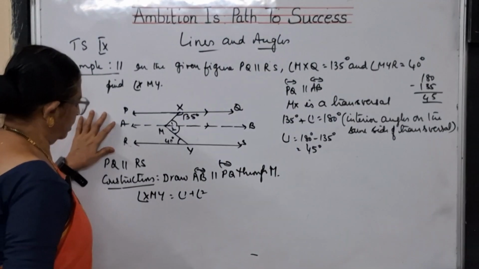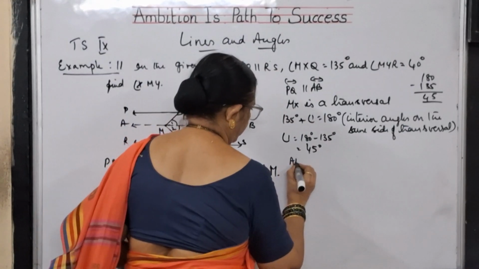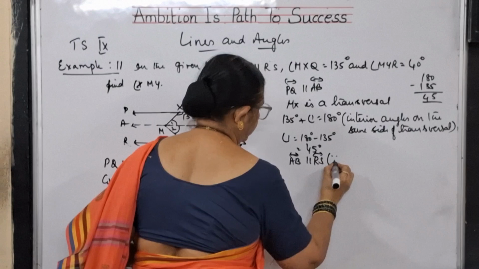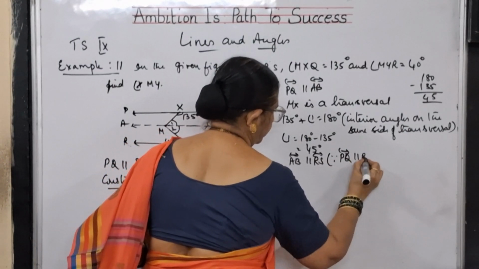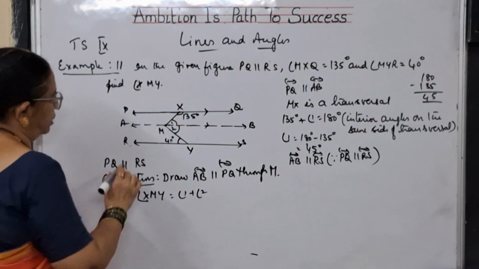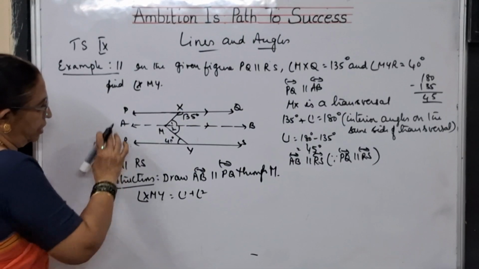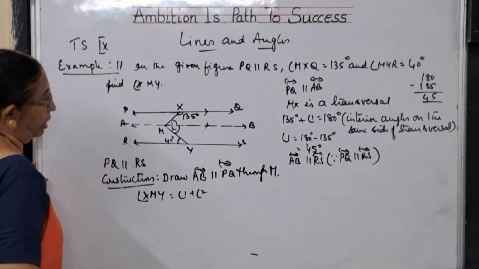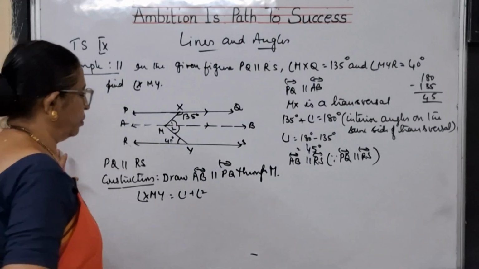Now let us say that AB is parallel to RS. Why is it? Because PQ is parallel to RS. We have written that AB is parallel to PQ only. We have not said that AB is parallel to RS. But now we are saying that AB is parallel to RS. Why? Because RS is parallel to PQ. So AB is parallel to RS.